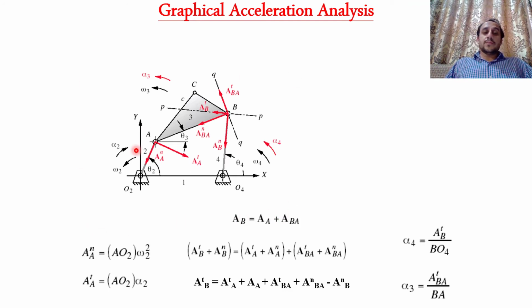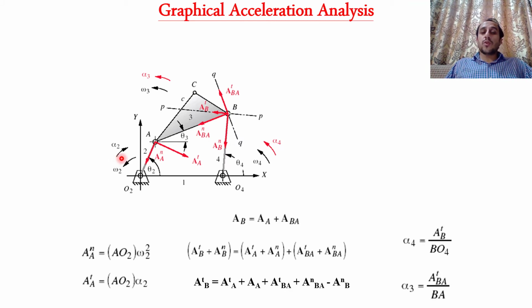इसमें हमारे पास क्या है, इसकी notation आपको पता है, this is link 1, this is 2, this is 3 and this is link 4. And what data we have: omega 2 available, we have theta 2 available, we have alpha 2 available. ठीक है, plus we already performed the position analysis and velocity analysis.